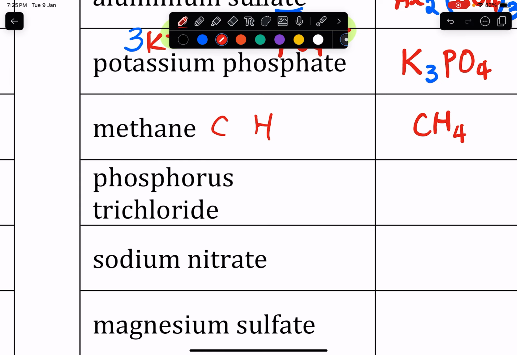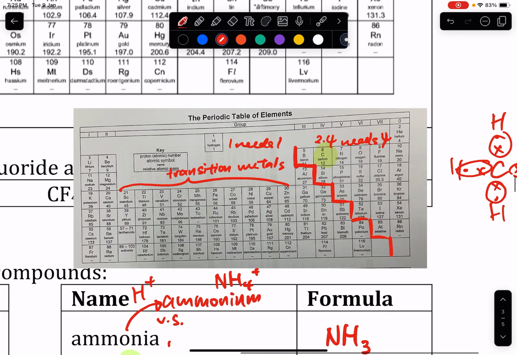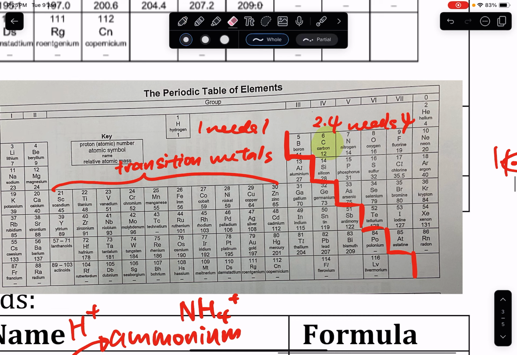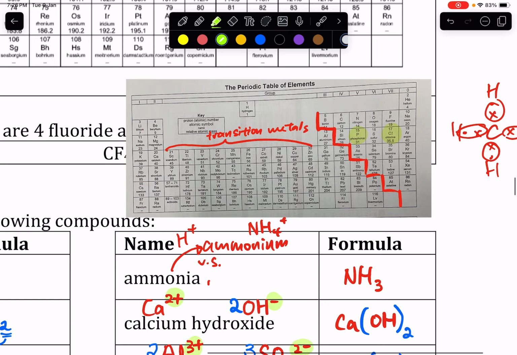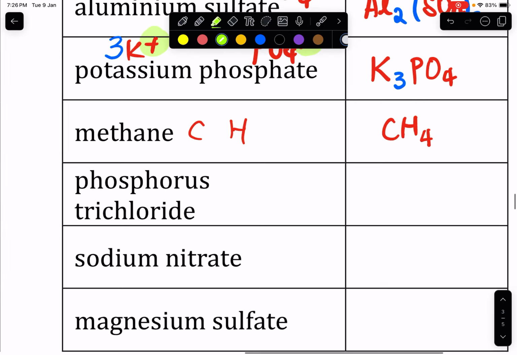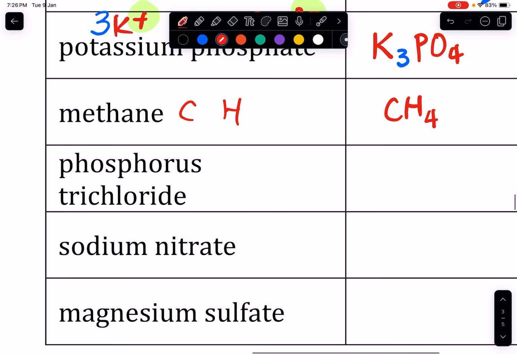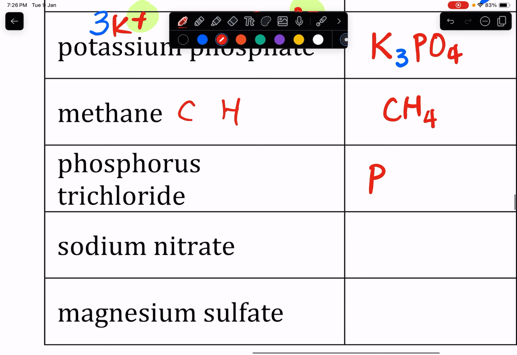Next, phosphorus trichloride. If we look here, we can see that phosphorus is over here and chlorine is over here. Both of them are non-metals, so this is a covalent molecule. And a covalent molecule just needs to follow the name. So phosphorus, P, and then chlorine, there's 3 of it. That's all.